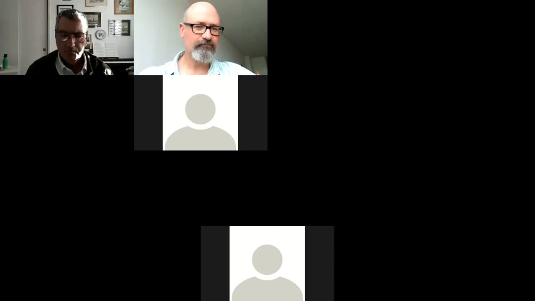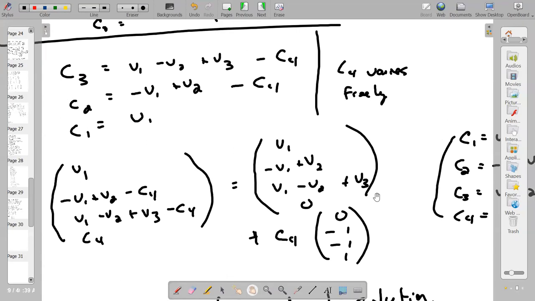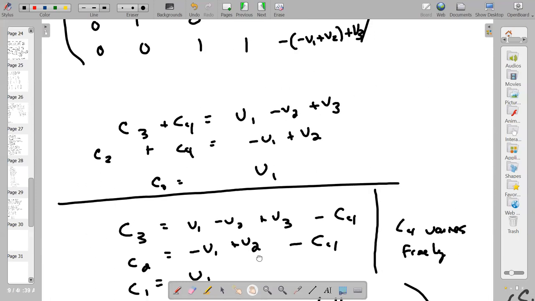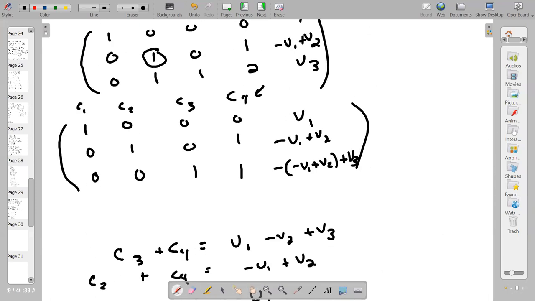So is all this okay? So I guess, I have a question about how C4 is a free variable. C4? Yeah, because, okay, C4 is talking about column four, correct? That's right. And is it a free variable because there isn't a pivot? Yes, that's exactly right.